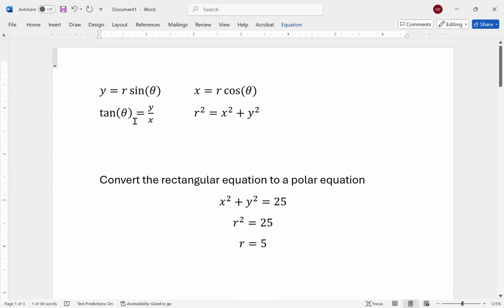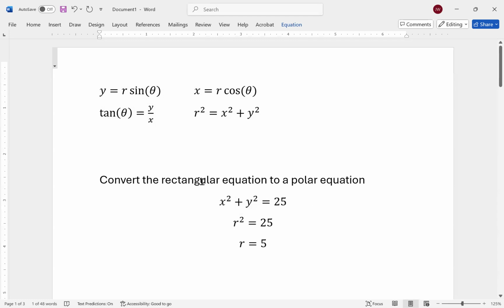But my point is, we use these conversion equations however we want to. Some ways are going to be better than others. There are some scenarios in which you can figure it out in two different ways. There are some scenarios where there's really only one good way to do it. But use these conversion equations for going from rectangular to polar.